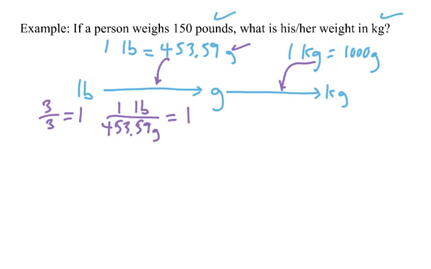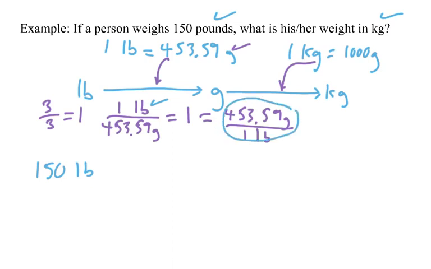In fact, any conversion formula can be converted into two fractions, both of which are equal to 1. In this fraction, I put pounds over grams, but I also could have put grams over pounds. So another fraction that's equal to 1 would be 453.59 grams divided by 1 pound. If I start with my 150 pounds and I multiply that by 1, I'm not changing anything. Well, I have two fractions here that are both equal to 1, so I could multiply 150 pounds by one of these two fractions, either one, and I would not be changing the value.